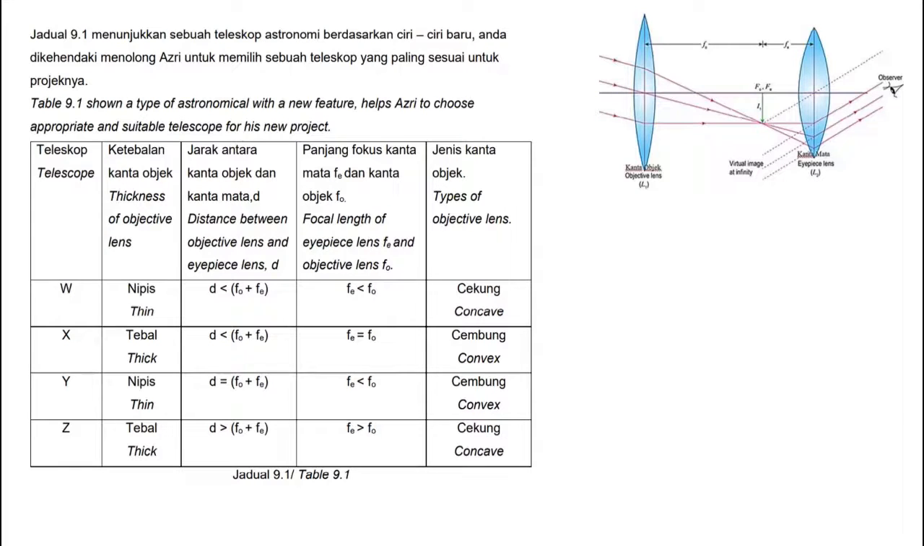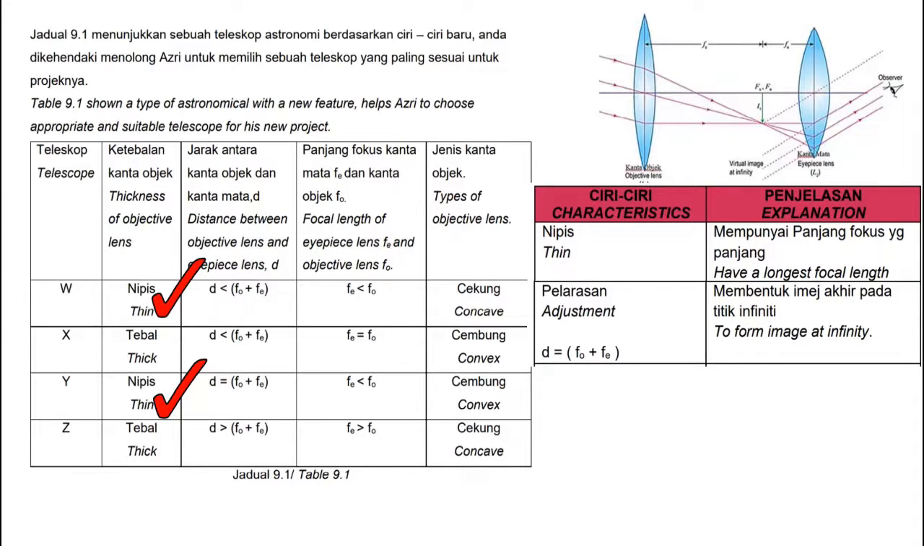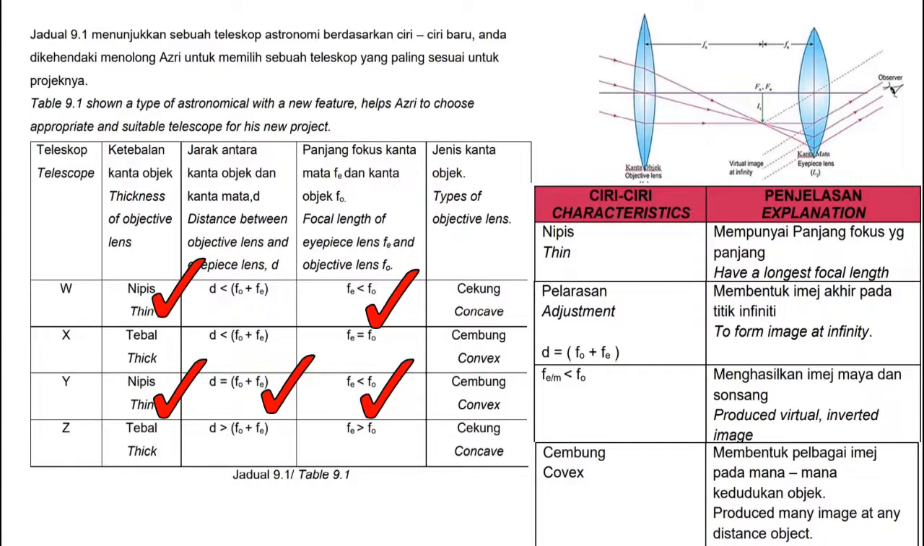First aspect, we select thin thickness for the objective lens so that it will have the longest focal length. We write a tick on the table. Second aspect, the distance between the objective lens and eyepiece lens, d, must be equal to fo plus fe, so that it will form the image at infinity. Aspect number 3, we select the focal length of the eyepiece lens to be smaller than the focal length of the objective lens. The reason is it will produce a real inverted image. So we write the tick also on the table. Last aspect, we have to select the type of objective lens. The suitable lens is a convex lens because this type of lens can produce images of any distant object.